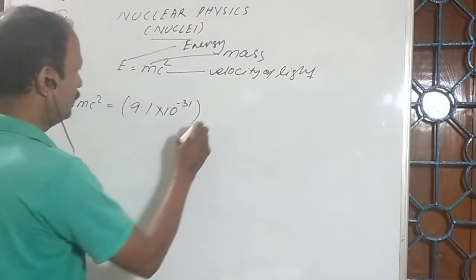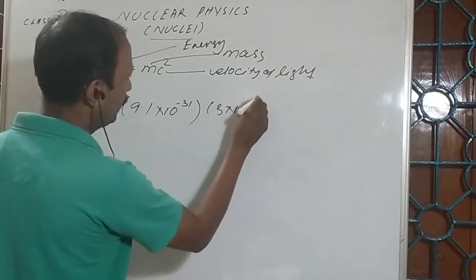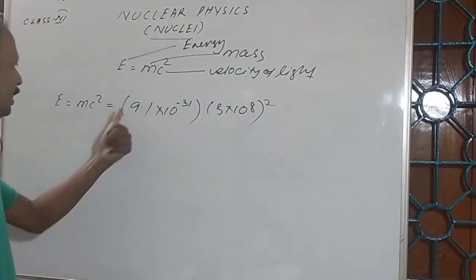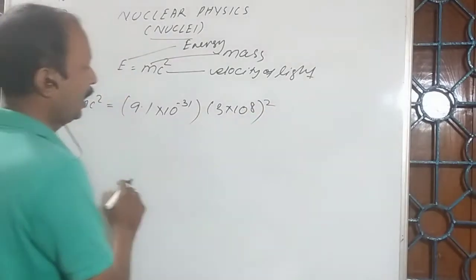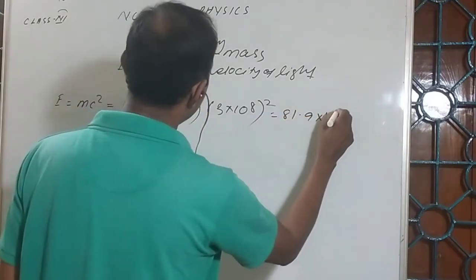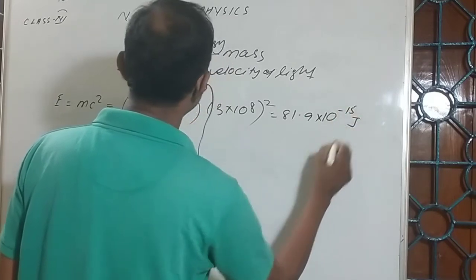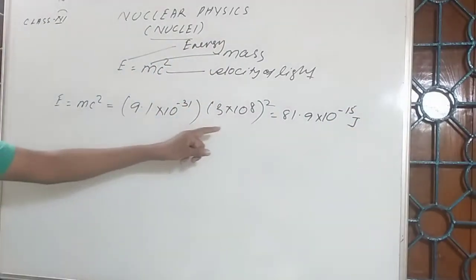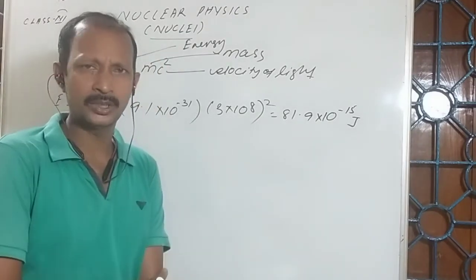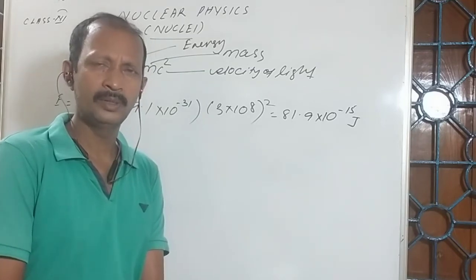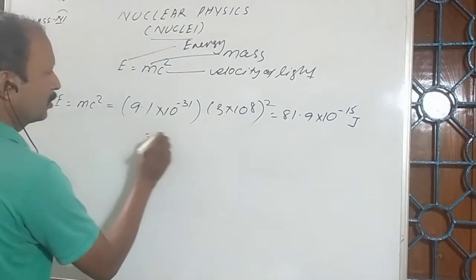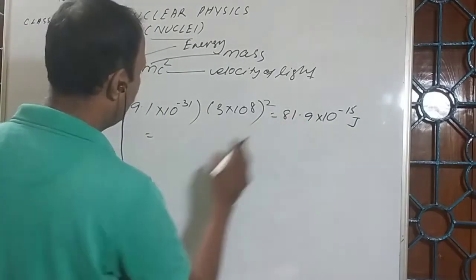Speed of an electron is 3 into 10 to the power 8 meter per second. So I can express this as mc square. If I calculate, I shall find that this is 81.9 into 10 to the power minus 15 joule. So if I want to convert into units of energy, either kilo electron volt or million electron volt. Suppose I want to convert this into million electron volt.